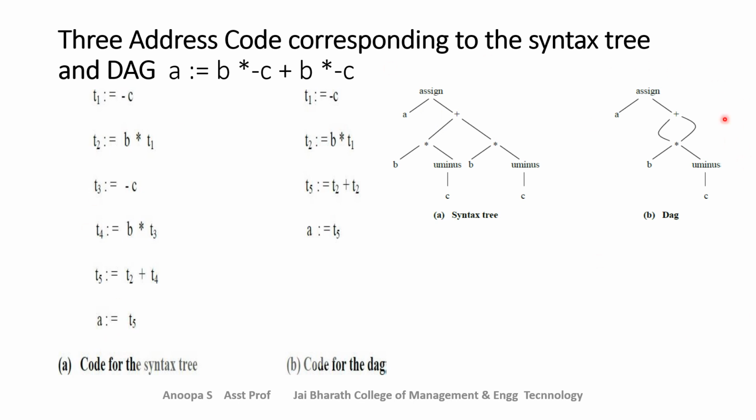Coming to the DAG, we are first saying t1 equal to minus c, then t2 equal to b into t1, then it will be added two times, t5 equal to t2 plus t2, then finally assigning it to a.